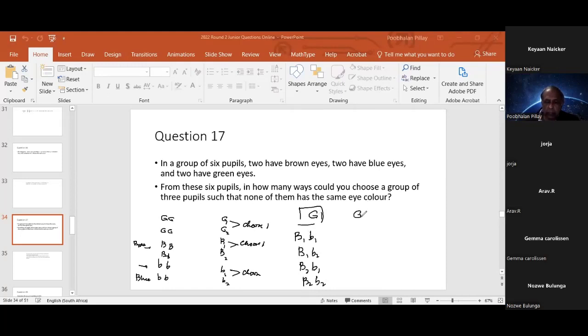And likewise, if I chose G2, I'm going to have another 4 here. Right. So the answer must be, if there are only 2 ways you can choose the green, for this fellow, there's 4 choices. For that, there are 4 choices. So the answer must be 8. Answer is 8.